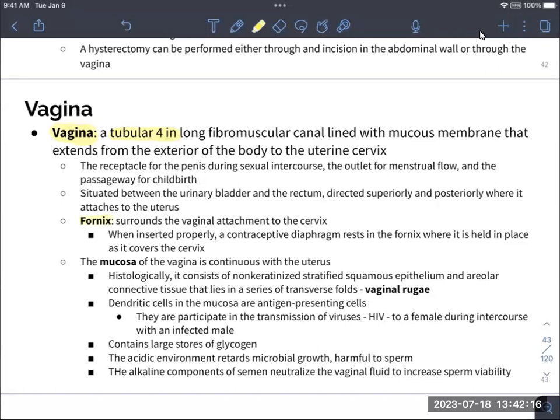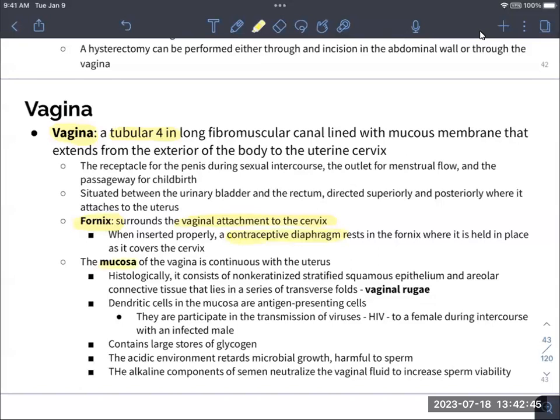The fornix of the vagina is what surrounds that vagina where it attaches to the cervix. People who use a contraceptive diaphragm, it actually rests in that fornix. A diaphragm is kind of like a plug that doesn't allow sperm to the cervix at all.